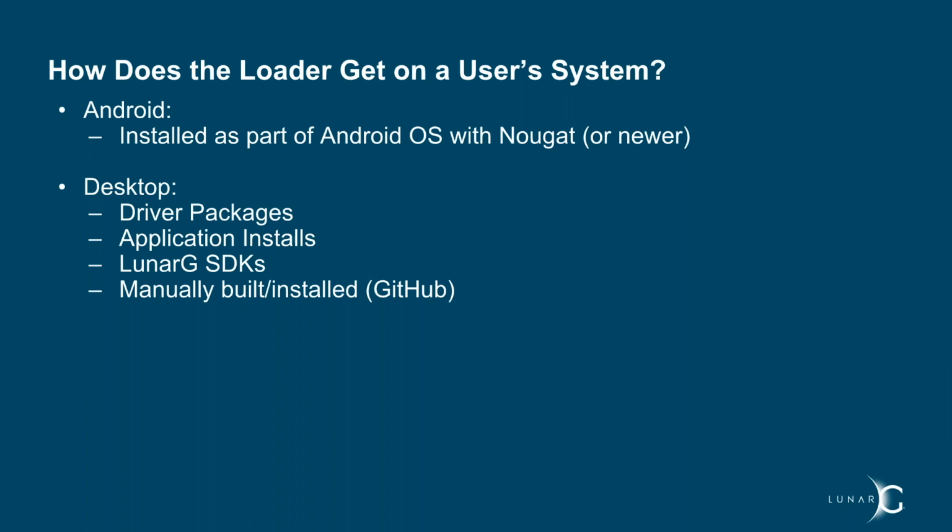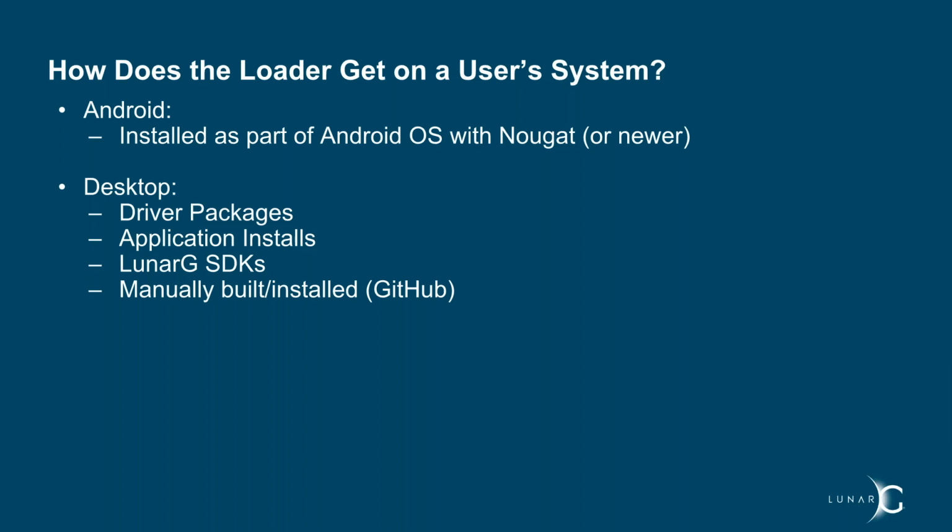The loader can get onto your system in many different ways. On Android, of course, it's going to become installed as part of your operating system, and that's going to be Nougat or newer. On desktop, you can get it in several different ways. I've mentioned here, you can get it through a driver package. NVIDIA, for example, installs a loader as part of its driver package. You could get it as part of an application. Certain Steam games install a Vulkan loader. You can get it as part of the LunarG SDK, or you could build it yourself from GitHub.